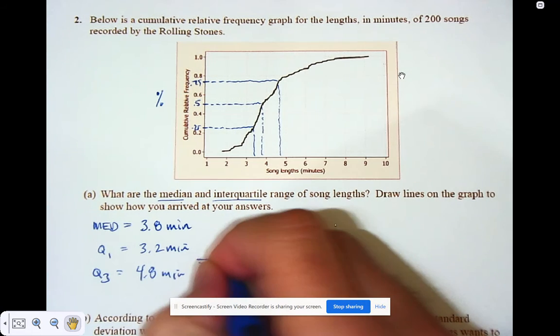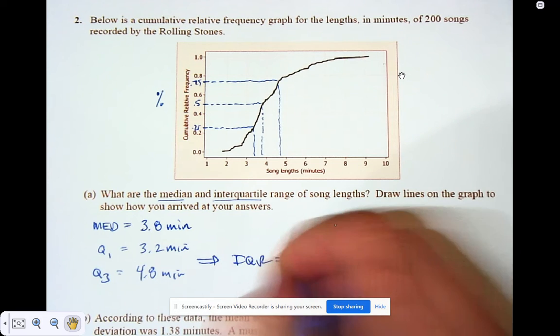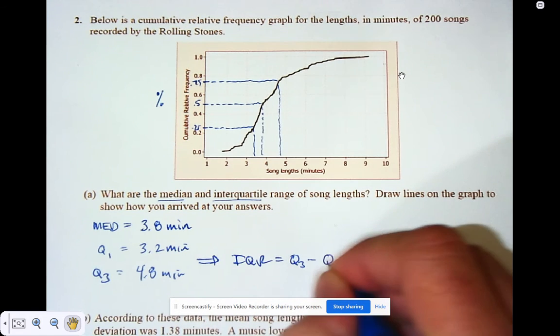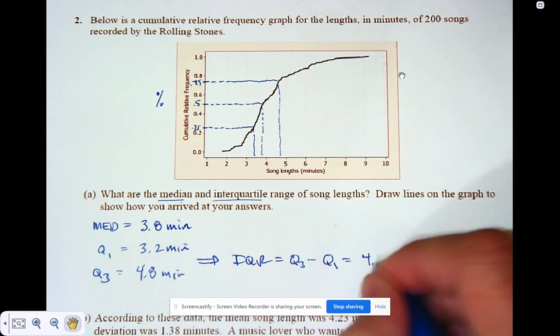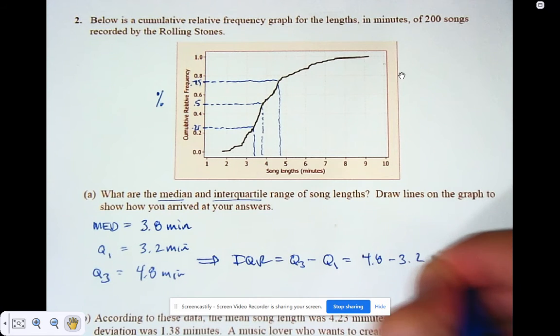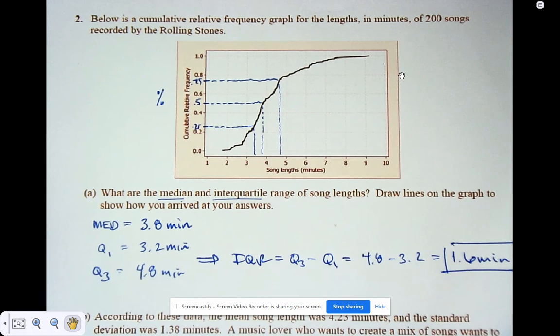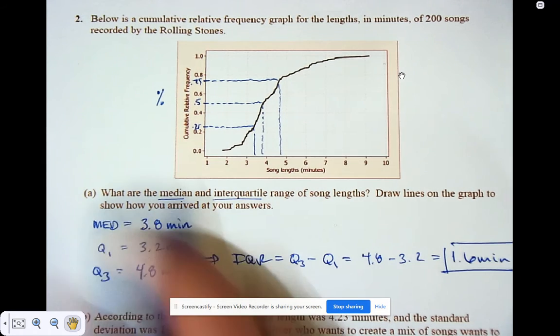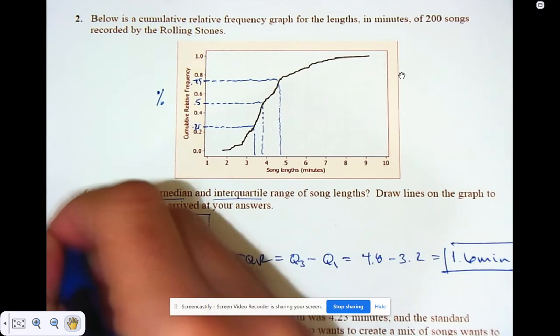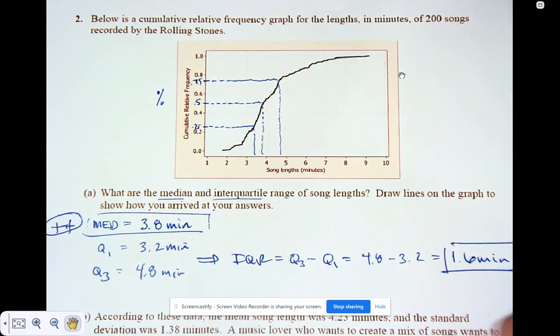And so then you can say, look, the IQR is simply quartile 3 minus quartile 1, which would be 4.8 minus 3.2, which would be 1.6 minutes. Okay, so find the median and interquartile range. You did both of those, so 2 points, 2 points.